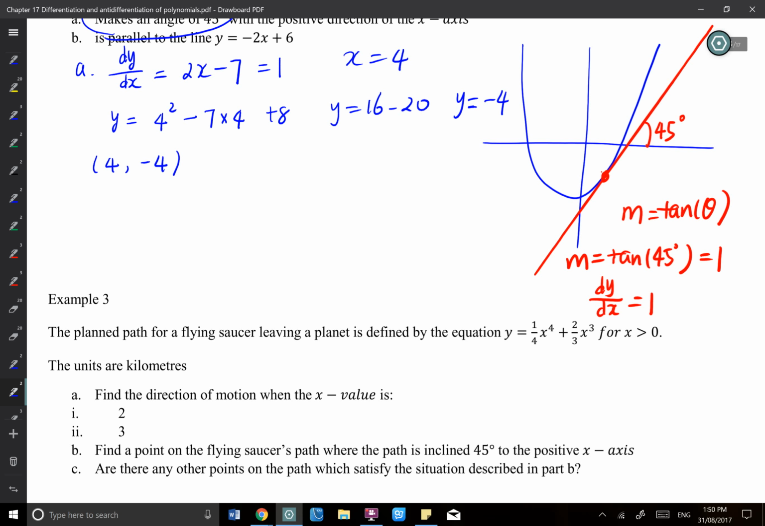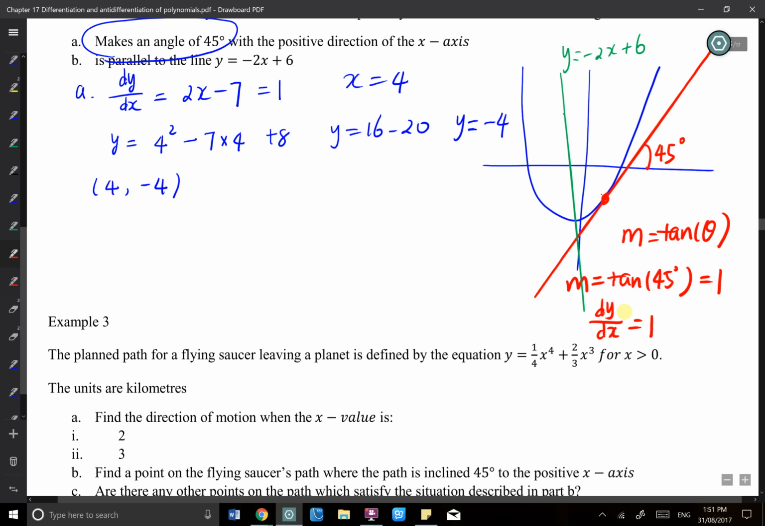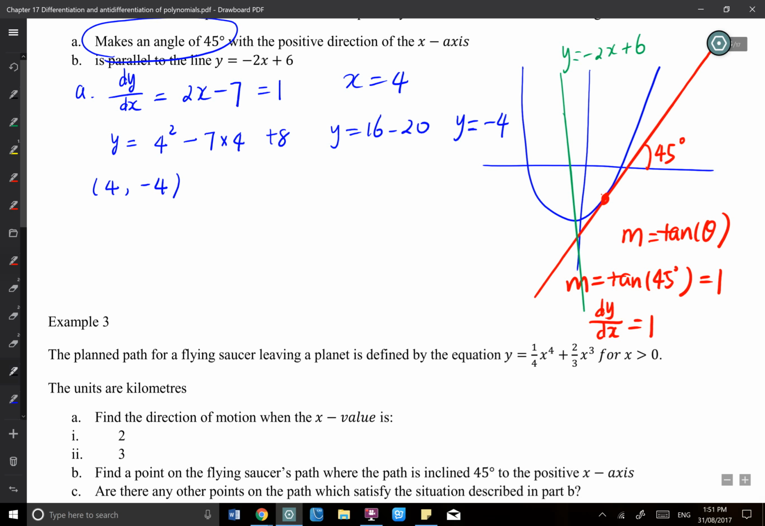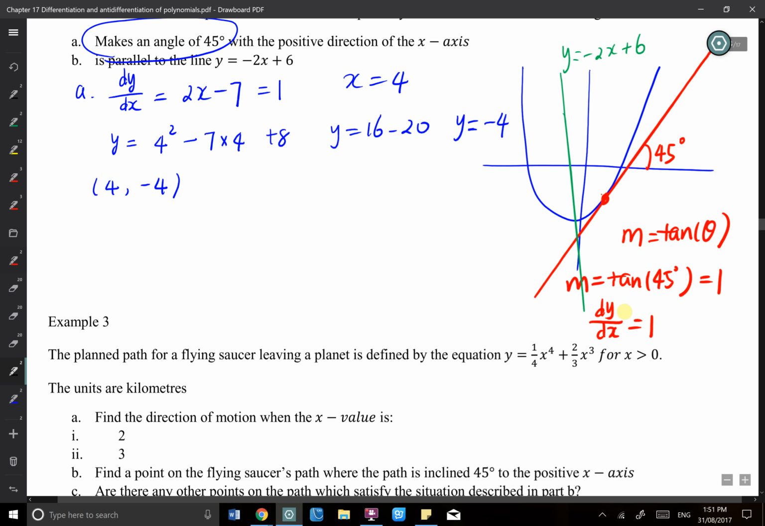For part B, it says the tangent is parallel to the line y equals negative 2x plus 6. Okay, the gradient is parallel to that line. Let's say we have this line here, minus y equals minus 2x plus 6. I want a tangent line which is parallel to that, and it's also the tangent for the graph. I think it's approximately here.